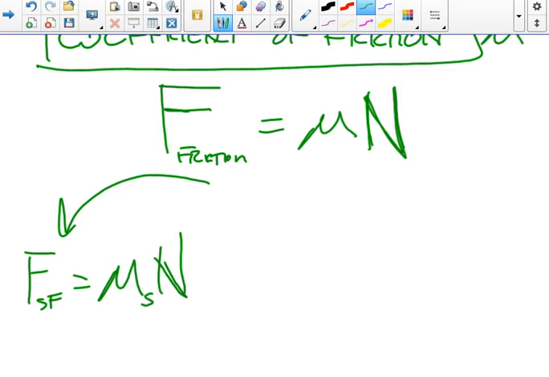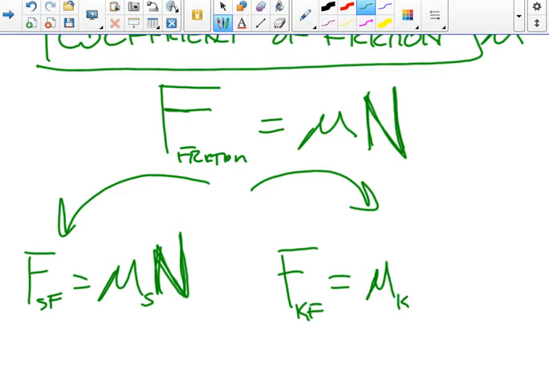So in other words, for any pair of substances, there are really two coefficients, one for static situations, and the force of kinetic friction, when something's moving, kinetic meaning moving, like kinematics, right, is the coefficient of kinetic friction times the normal force. So the general form doesn't change, it's just we use a different coefficient.